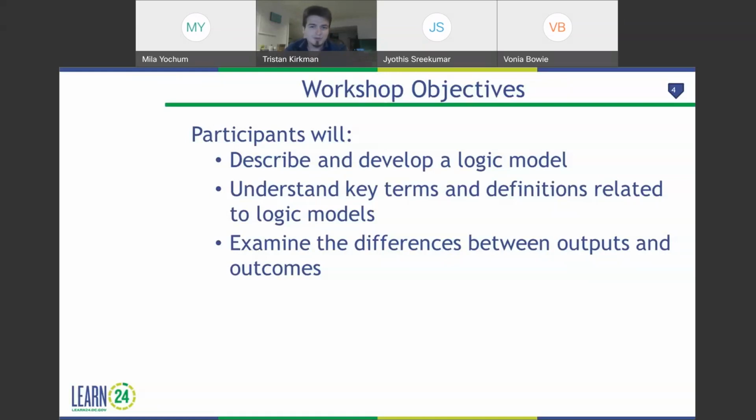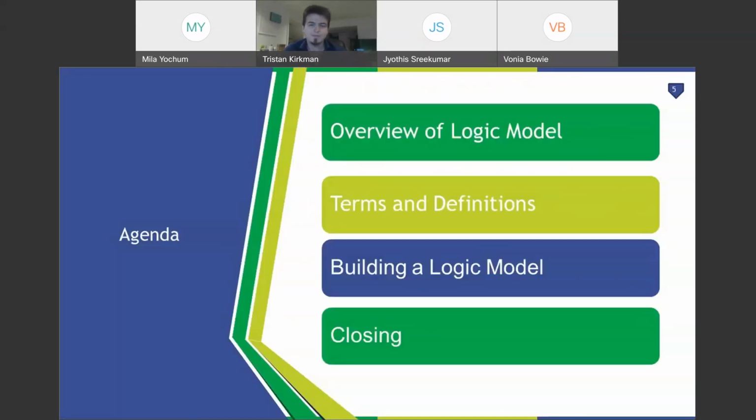As part of this, you're going to learn to describe and develop a logic model, and you're going to be able to understand the key terms and definitions related to logic models. In particular, we're going to spend a bit of time focusing on differences between outputs and outcomes. First off, we're going to go over that general overview. We're going to go through some terms and definitions. We're going to work on building your own logic model, and then we're going to close out.